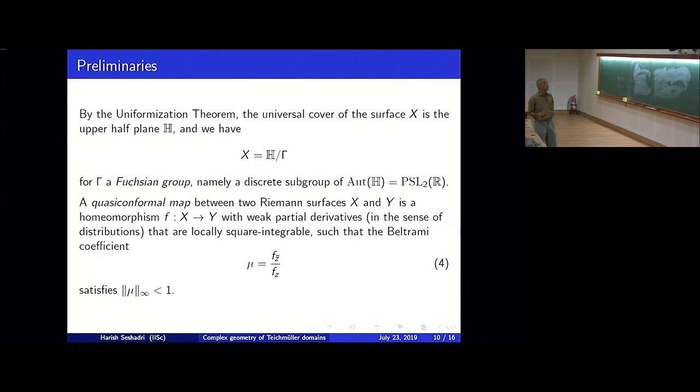Analytically, it's a homeomorphism with weak partial derivatives that are locally L2. And the point is that this Beltrami differential satisfies norm of mu less than 1. Now, if this Beltrami differential is actually equal to 0, that would mean that this numerator is 0, so that f is at least weakly holomorphic. Combine that with locally L2, one can actually prove that it's really holomorphic. So the norm of mu measures how far it is from being holomorphic.